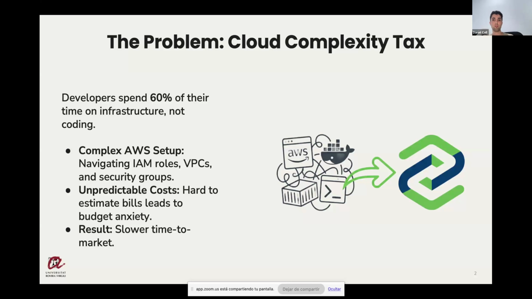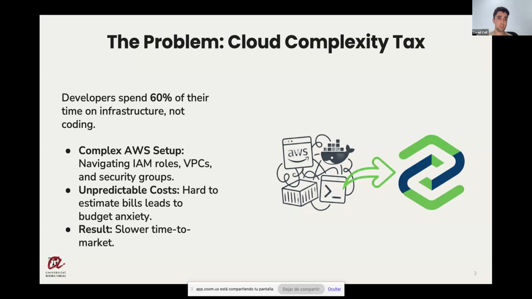And to understand why we built PyRun, we have to talk about the cloud complexity tax. Right now, developers and data scientists spend up to 16% of their time just fighting with infrastructure instead of writing code. You have a Python script that you want to scale, but suddenly you are forced to navigate between security roles, networks, Dockers, and permissions. And this translates into high cost, a lot of time managing and configuring all the infrastructure, and a very slow time to market.